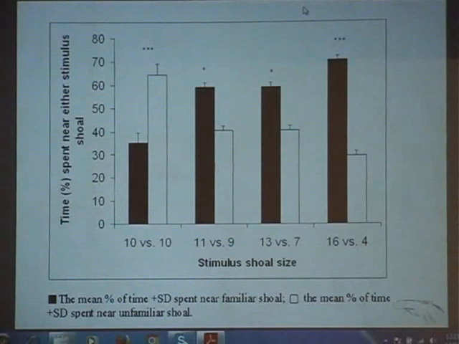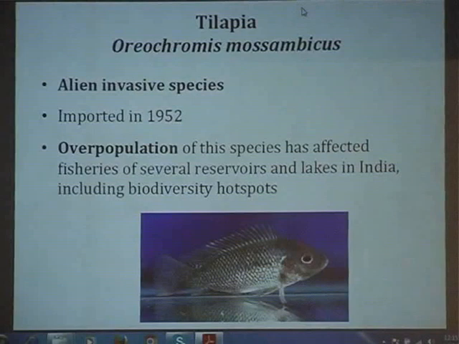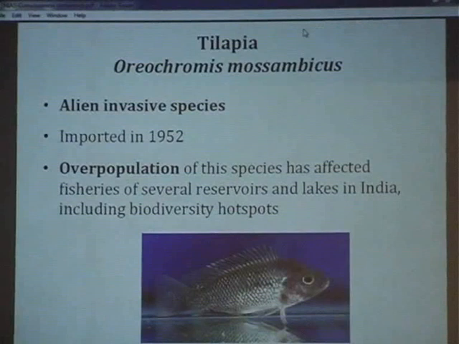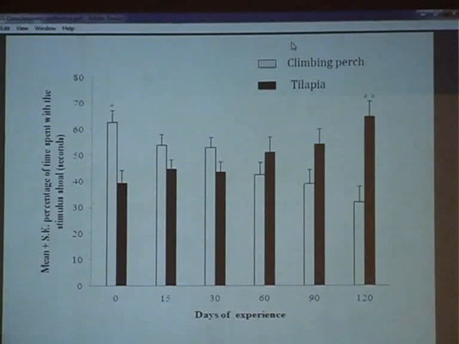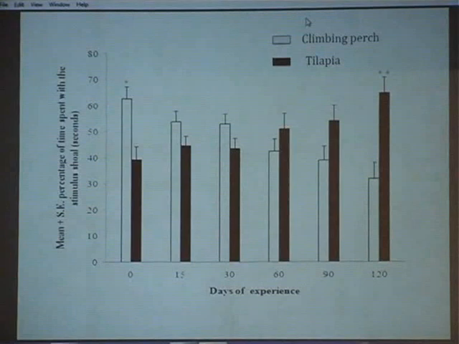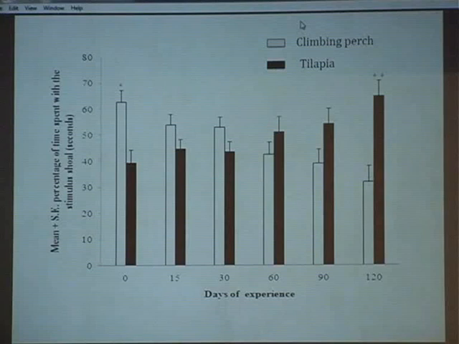But the story became very interesting when we tried to test whether the fish has the capacity to use familiarity while taking a decision about a heterospecific, an individual from some other species. The result was interesting. After developing familiarity for 120 days, climbing perch never went for their own species. Questioning the gene selection, they preferred the familiar group of tilapia, a heterospecific fish which they had seen for the first time in their life, and never joined the group of their own species. So the instincts can be modified.